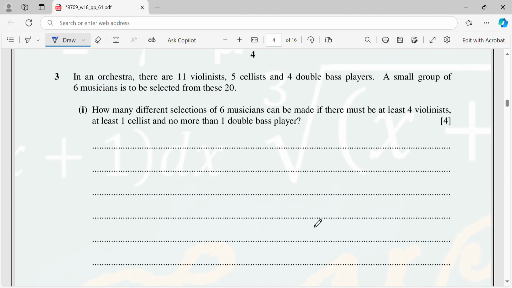Question number 3. In an orchestra, there are 11 violinists, 5 cellists, and 4 double bass players. A small group of 6 musicians is to be selected from this 20. Now, first part, how many different selections of 6 musicians can be made if there must be at least 4 violinists, at least 1 cellist, and no more than 1 double bass player? Okay, so I will draw a table.